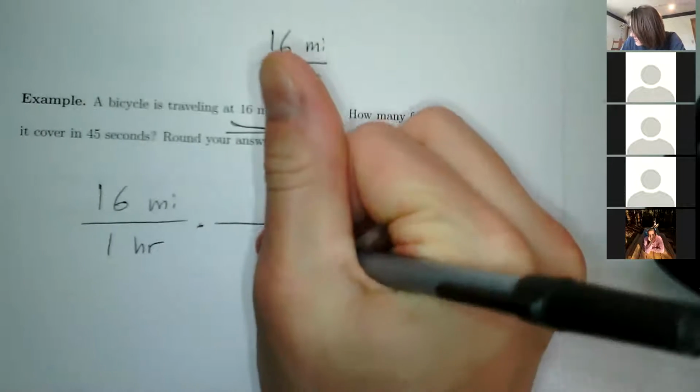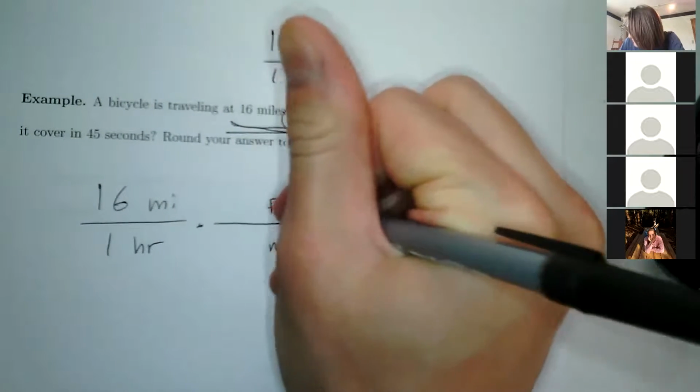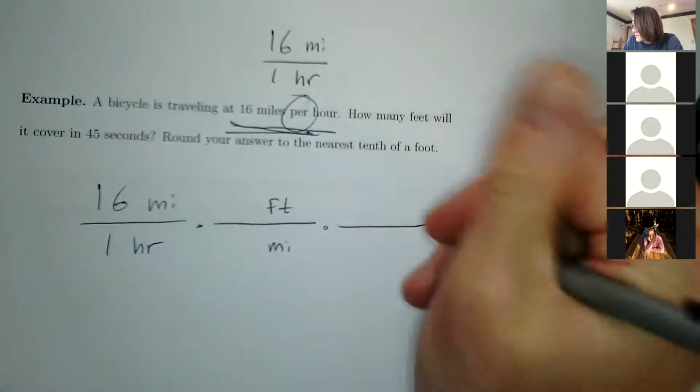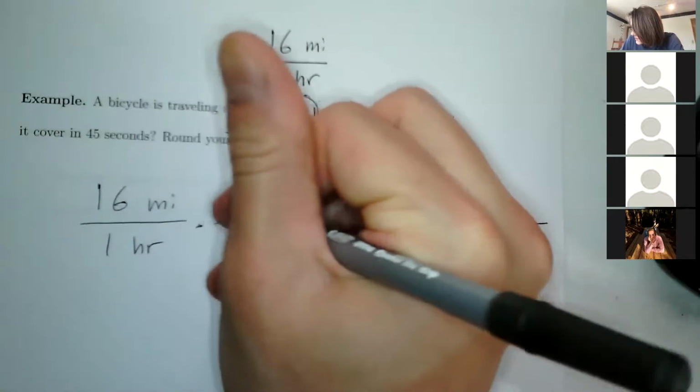Miles in the bottom, and I want it in feet, so feet will go in the top. And then I want hours, and you can do these all at once, but I'll do them one by one this time. So there's 1 mile and 5,280 feet.